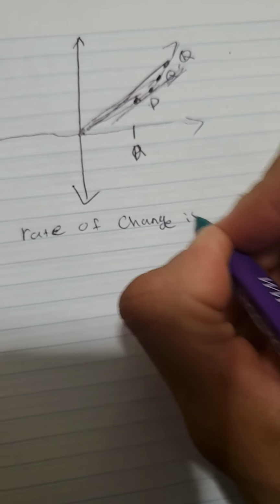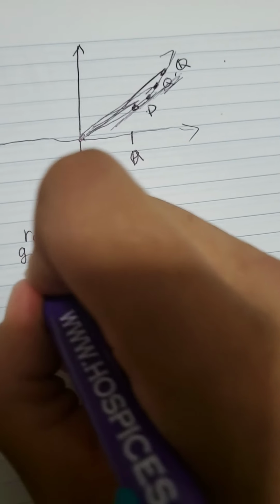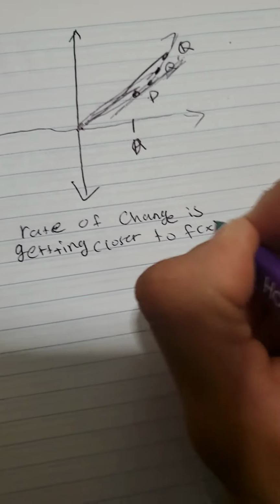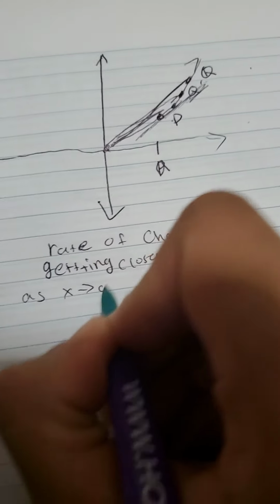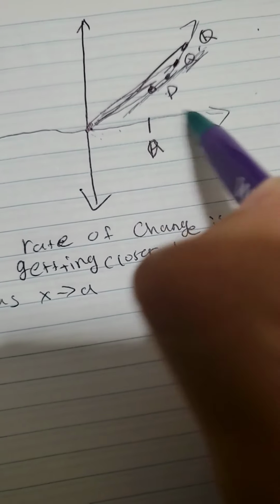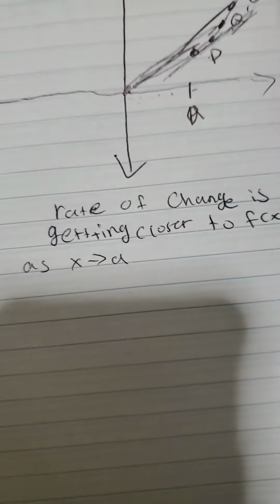So essentially, what we're saying is this value of the slope, the rate of change, is getting closer to f of x as x approaches a. So pretty much what we're saying here is, as x gets closer to a value from the left and right of A, we approach a point P. And so that's the definition of limits.